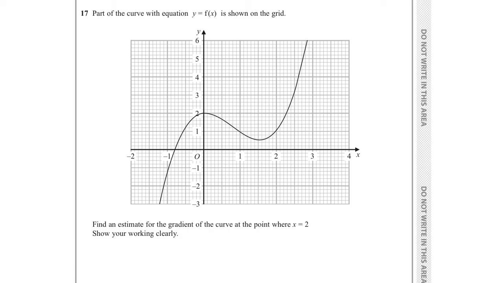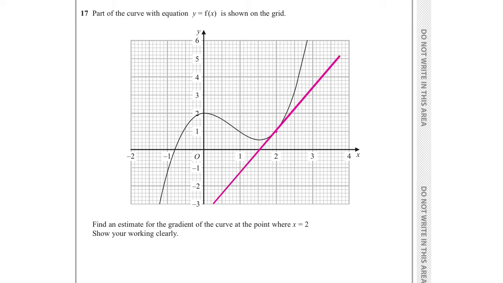Okay, question 17. Part of the curve of the equation y equals f of x is shown on the grid. Find an estimate for the gradient of the curve at the point where x equals 2. Where does x equal 2? Here. This is where it touches the curve. If we're just finding an estimate for the gradient, we can go old school. How did we used to find the gradient? We're going to draw a line tangent to the curve at this point.